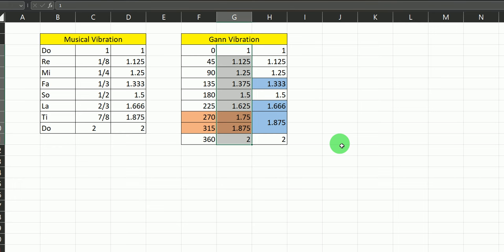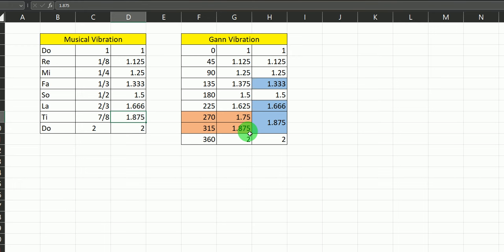Now, the difference between musical vibration and Gann vibration is only a few things. Here we have 7 chords, there we have 8. Second, most of the vibration numbers are the same. Only a few differ: 1.375 here and 1.333 there. 1.5 is the same. 1.666 here and 1.625 there. 1.875 in musical, but in Gann both 1.75 and 1.875 are there.